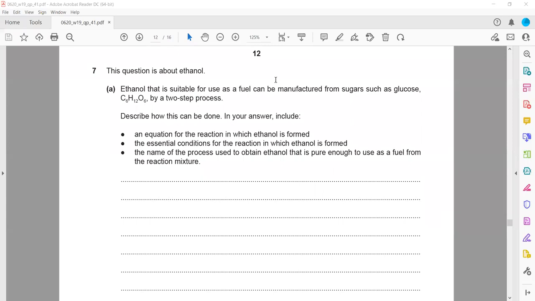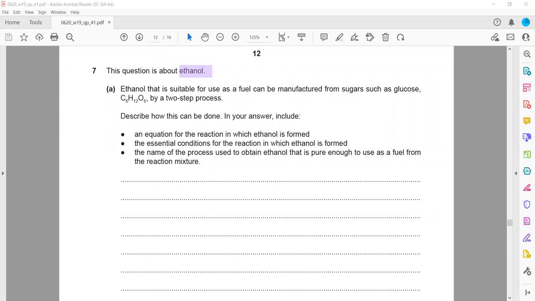The question is about the manufacture of ethanol. Ethanol that is suitable for use as a fuel can be manufactured from sugar such as glucose by 2 steps. Describe how this can be done. In your answer, include an equation in which ethanol is formed, the essential condition for the reaction in which ethanol is formed, and the name of a process used to obtain ethanol that is pure enough to use as a fuel.